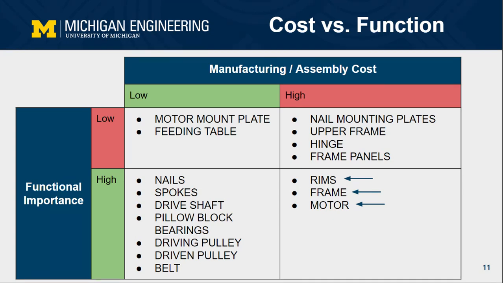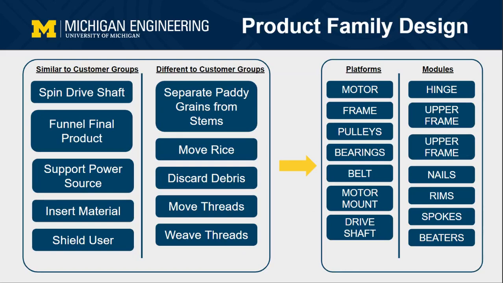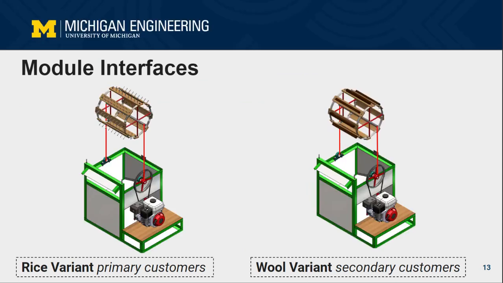Moving on to our product family design, some components that we are keeping across customer groups include our motor, our frame, our pulleys, etc. That's because our goals across customer groups are to spin the shaft and to funnel our final product. Our different components, such as the nails or beaters, are different across our customer groups because of the different end goals. As discussed, module interfaces allow us to serve our different customer groups. For both modules, we attach the carousel to the pillow blocks on the bottom frame. The differentiating feature is the carousel feature, being nails for rice and brushes for wool.